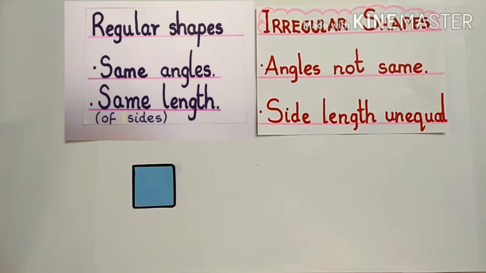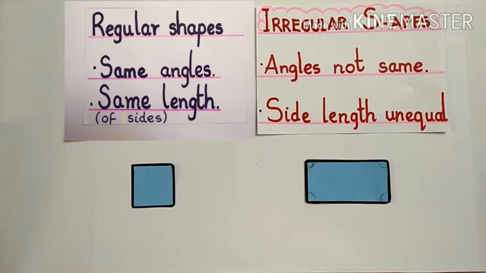Look at this square. It has sides of the same length, and all angles are the same, which makes it a regular shape. Now look at this rectangle. Even though all the angles are the same, it is still an irregular shape. Why? Because the sides are not the same. Two sides are of the same length and these two sides are not of the same length.